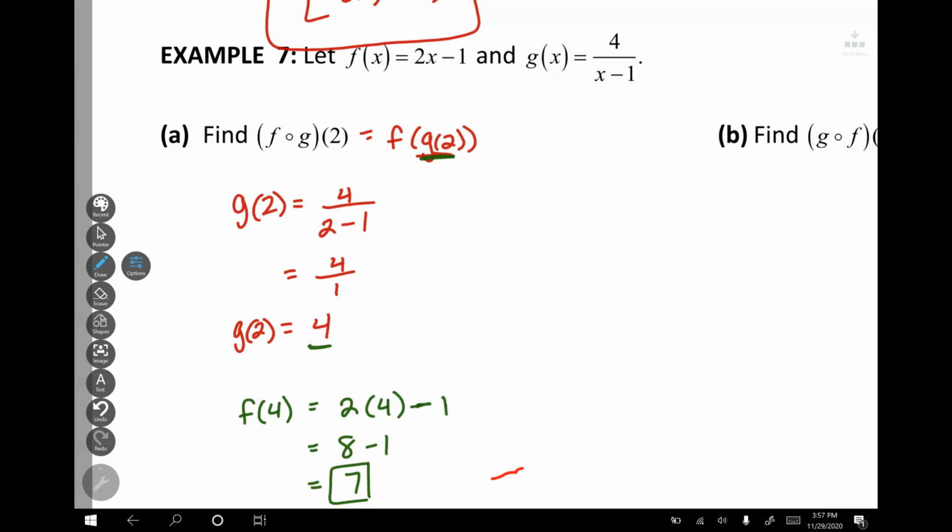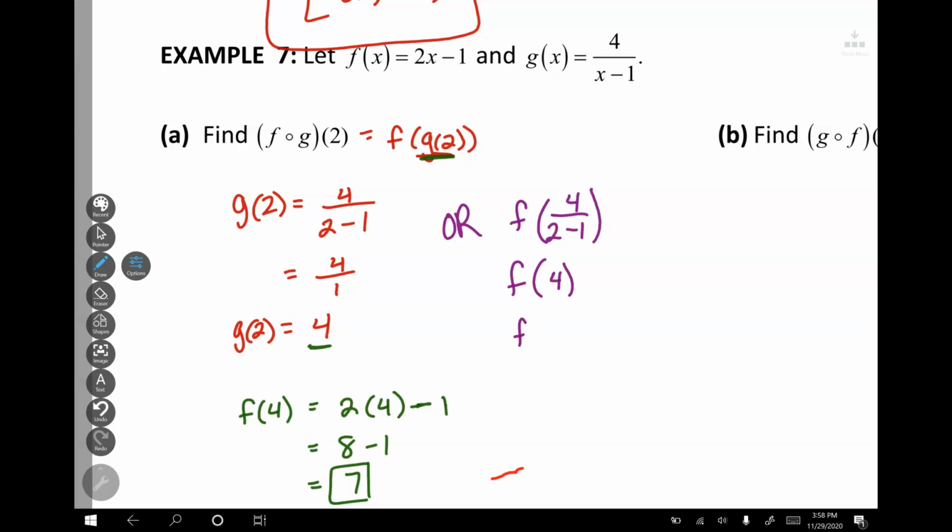You could do it differently if you wanted to. I like to pull that g of 2 out, find that first, and then plug it in to find f of 4 like that. But you could also do, let me do it in a different color, purple. If you wanted to, you could do f of g of 2. Well, g of 2 is going to be 4 over 2 minus 1. So just leaving it composite like that. You could leave it together and solve it at the same time if you're comfortable with that.